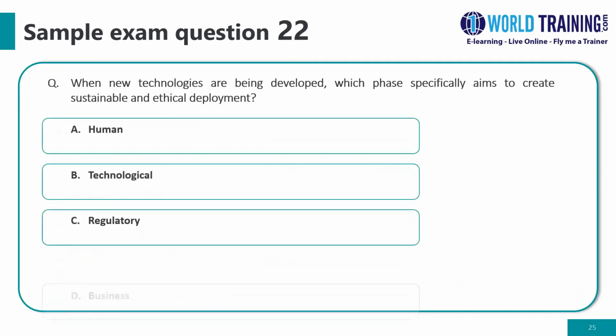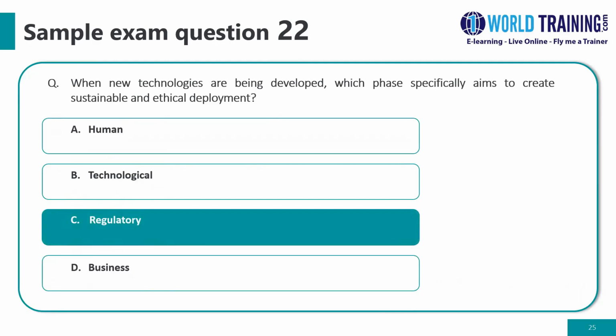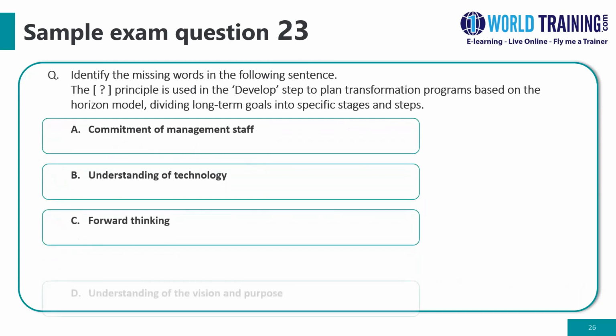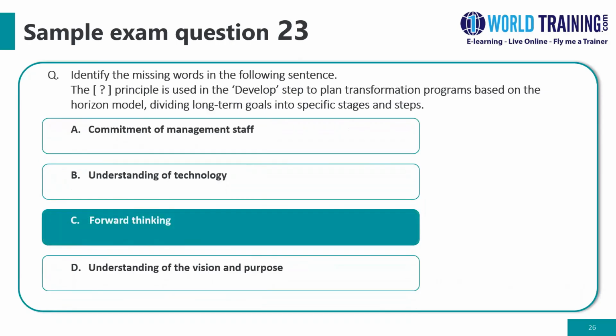Number 22, when new technologies are being developed, which phase specifically aims to create sustainable and ethical deployment? The answer is C, regulatory. Number 23, identify the missing words in the following sentence. The dash principle is used in the develop step to plan transformation programs based on the horizon model, dividing long-term goals into specific stages and steps. And the principle is C, forward thinking.